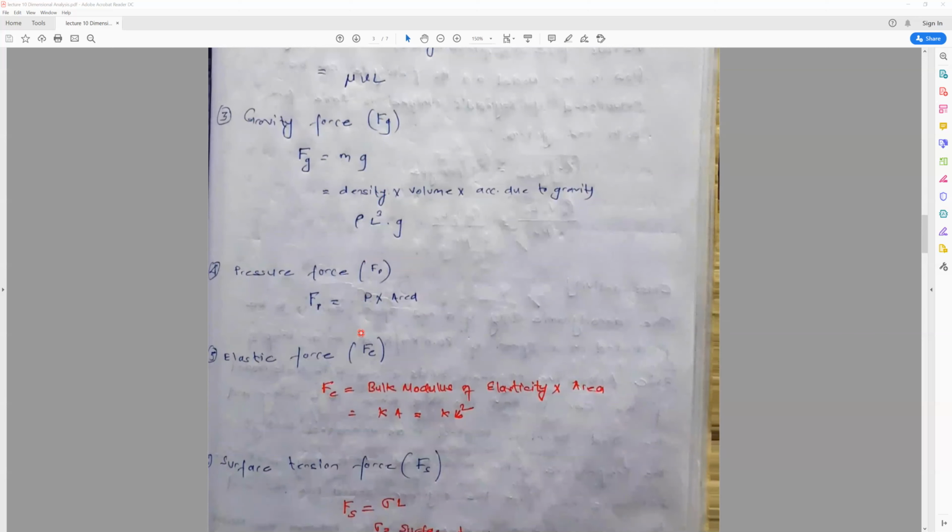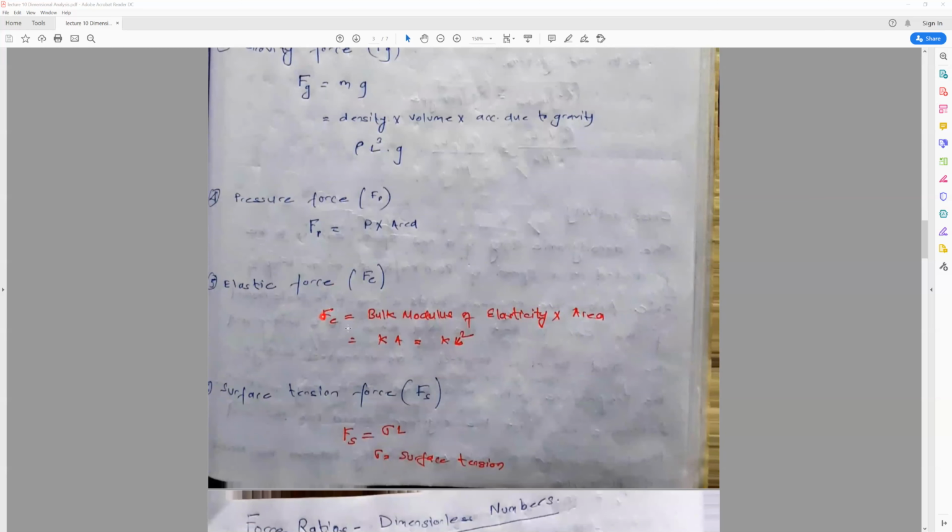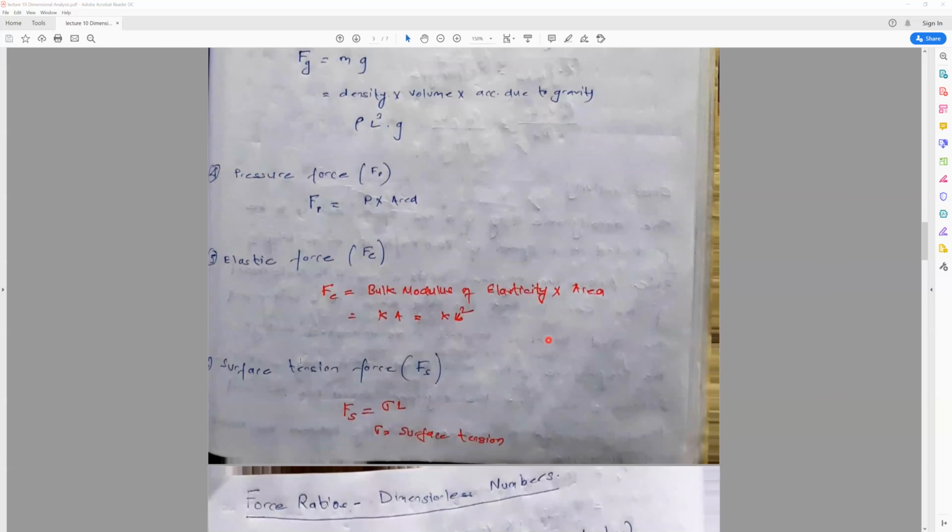Next force on the list is the pressure force. Pressure force is nothing but pressure intensity times the area on which it's acting. So this is the resultant force because of the pressure intensity. Next force is the elastic force, defined as bulk modulus of elasticity times the area. And we have the surface tension forces. Surface tension forces exist in the water surface, in a water bubble. So these are the surface tension forces.